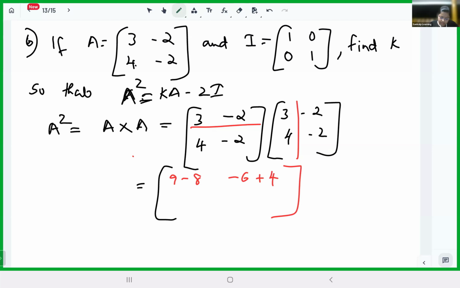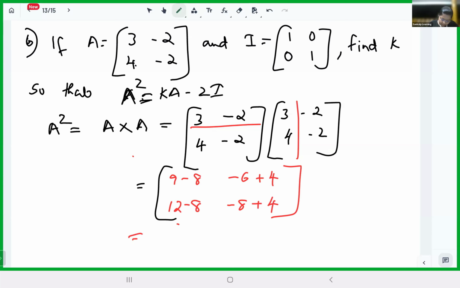Now consider the second row and the first column. So 4 into 3 is 12. Then minus 2 into 4 is minus 8, right? Then 4 into minus 2 is minus 8. Then minus 2 into minus 4 is nothing but plus 4, right?